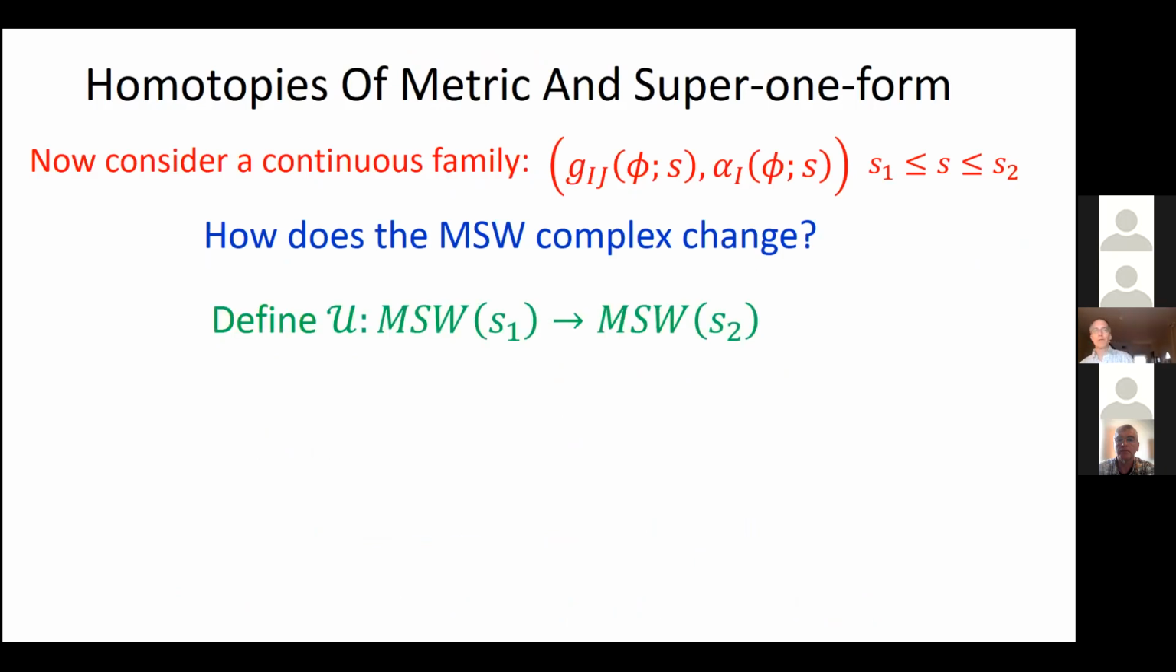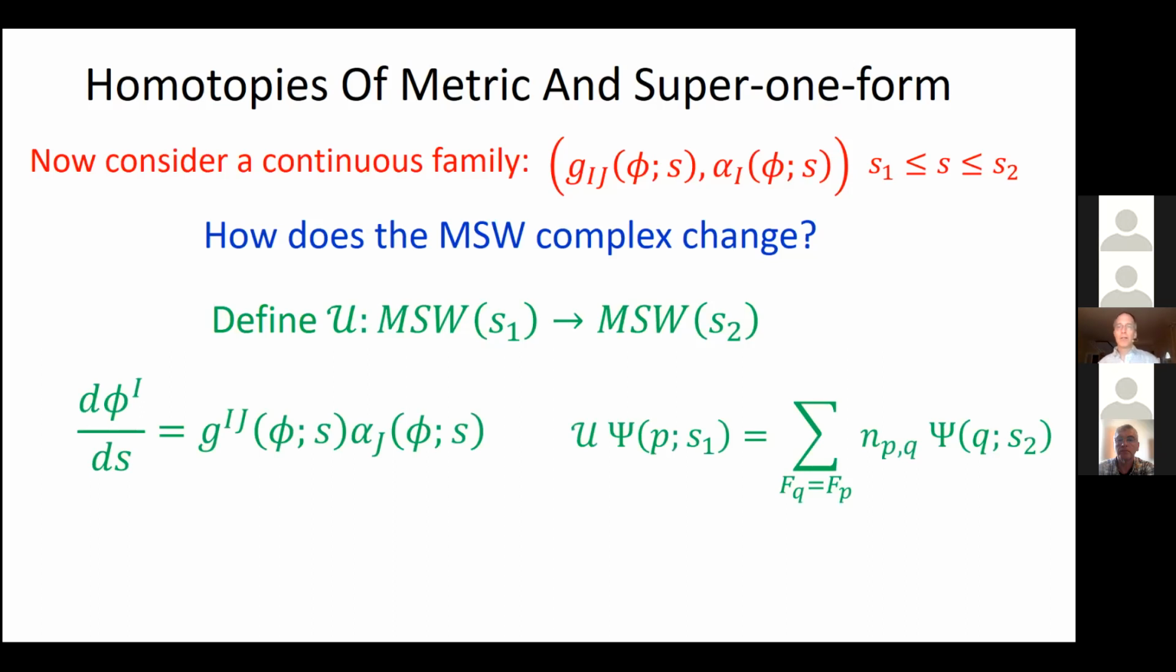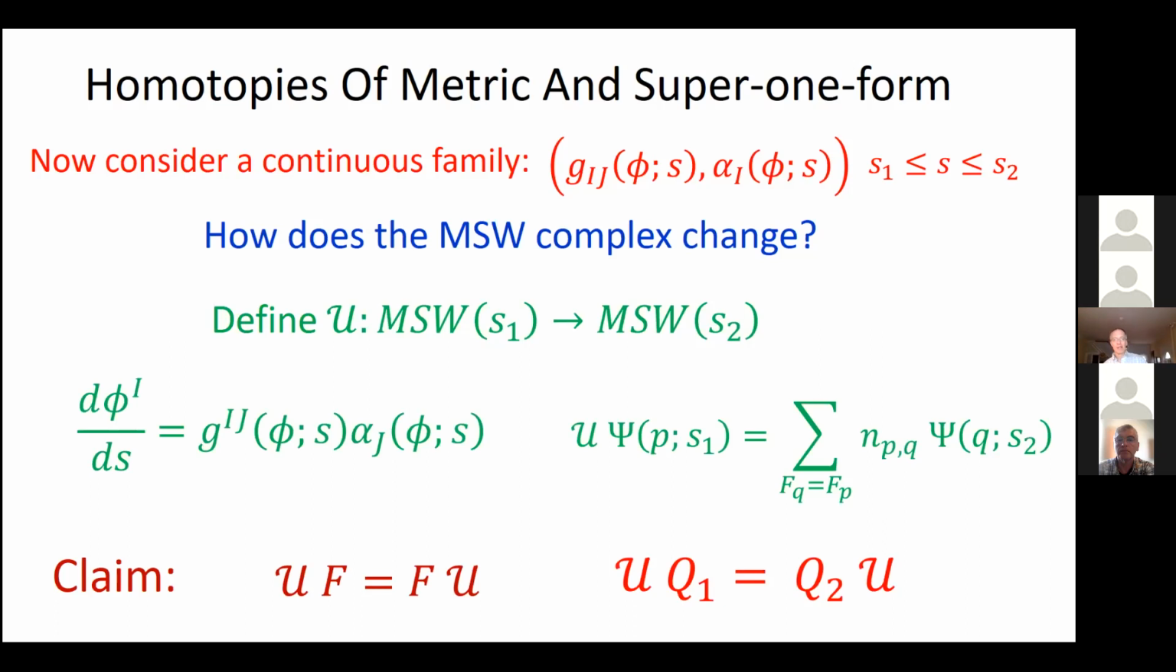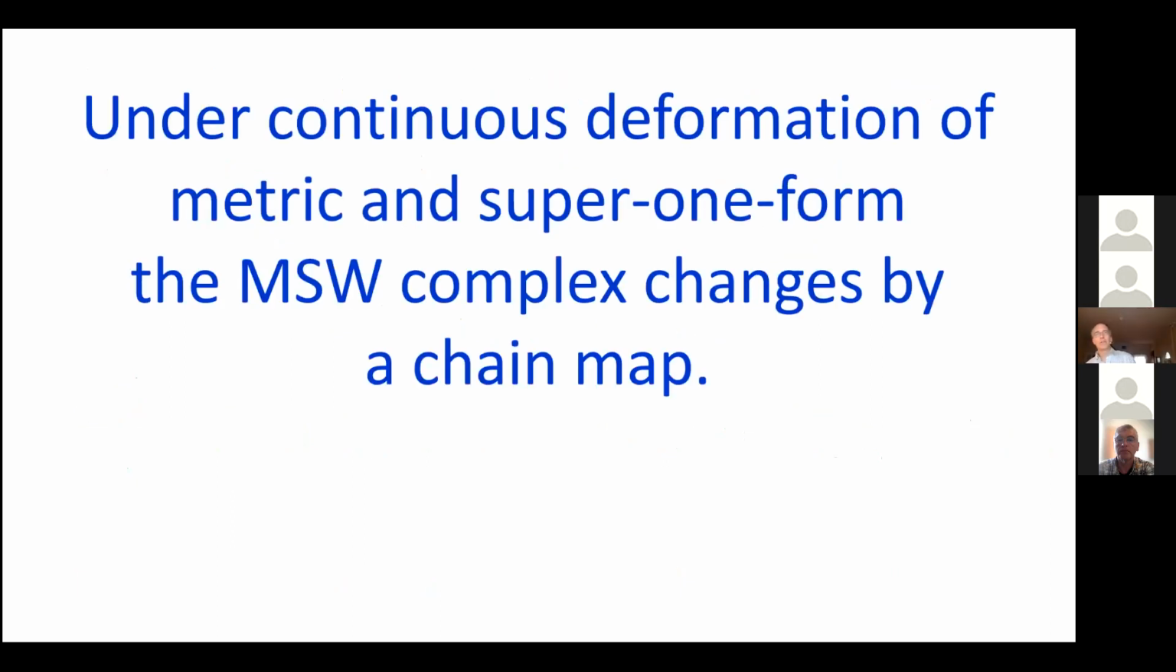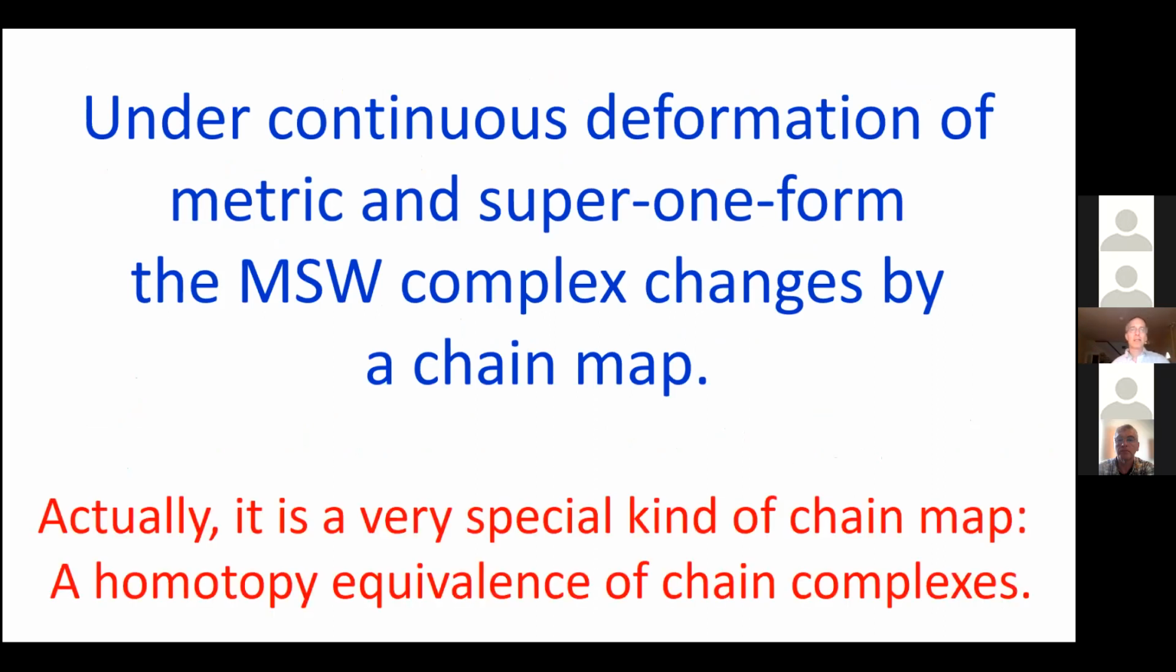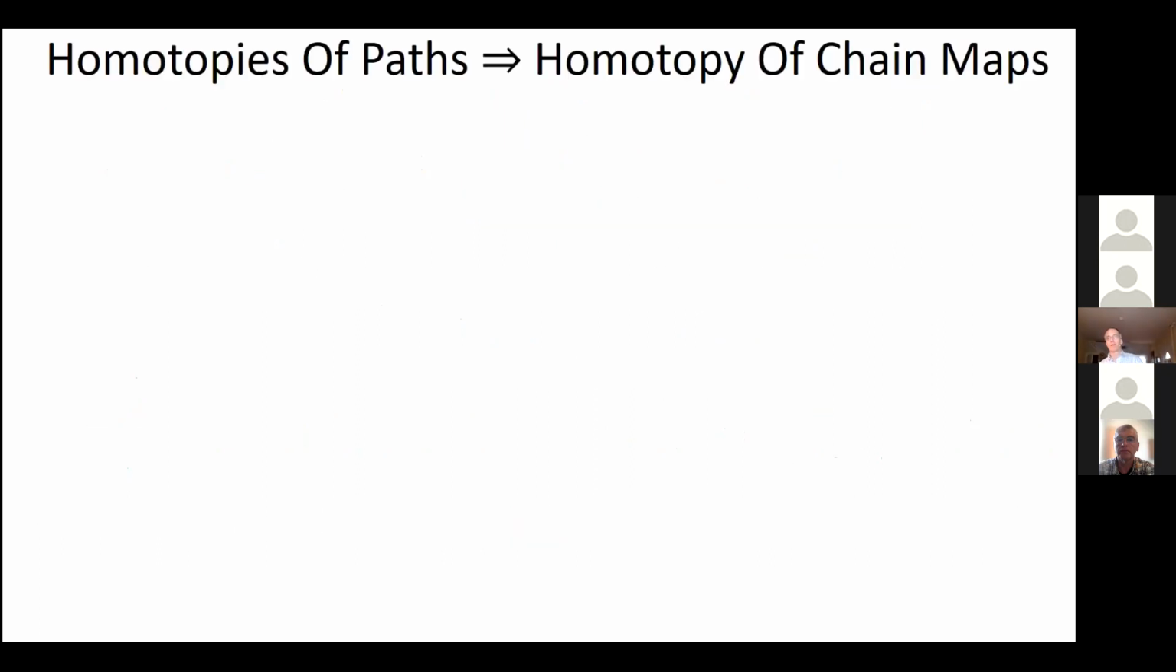So you can define a map U from the MSW complex. I'll call S a control parameter. You can define a map U from the complex at one control parameter, S1, to another, S2, by considering this flow equation now in S. It's like the instanton equation, but now in the control parameter. And U now maps states with fermion number F at control parameter S1 to states with the same fermion number at control parameter S2. So by definition, U commutes with fermion number, and then by an analog of the broken flow equation, it commutes with the supersymmetry operator. In other words, under continuous deformation of metric and super one form, the MSW complex changes by a chain map. Actually, it's a very special kind of chain map. It's a homotopy equivalence of chain complexes.